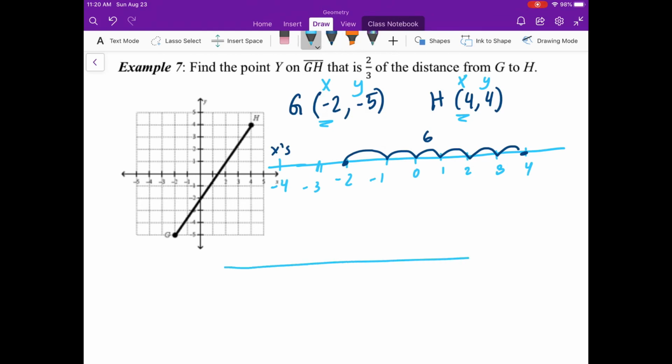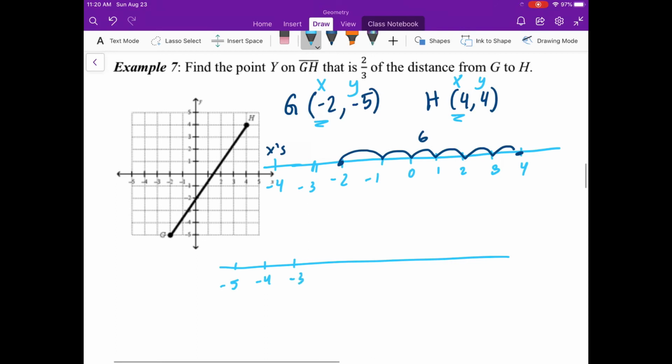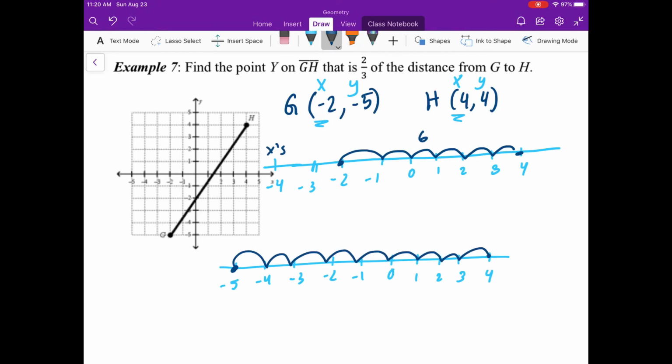So that's my x's. Now we're going to do the same thing with our y's. Let me draw in my number line here. We're starting at -5 and we're counting to 4. 1, 2, 3, 4, 5, 6, 7, 8, 9. Now we're going to do the same kind of thing we did in example 6. Since the distance is 2/3, I'm going to multiply my 6 by 2/3 and my 9 by 2/3. If you're using a calculator, make sure that you are putting parentheses around the 2/3. So 6 times 2/3 gives you 4, and 9 times 2/3 gives you 6.